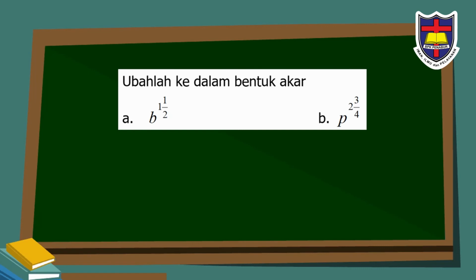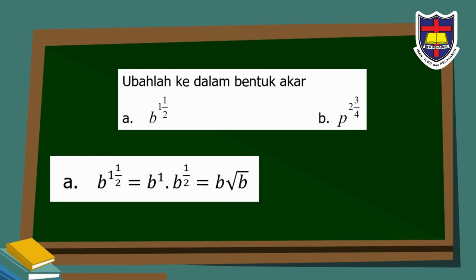For our next example, we must change the fractional exponent into its radical form. So we have, from a, b to the power of 1/2, and b, p to the power of 2 and a quarter. Now for a, we can separate it. b to the power of 1/2 equals b to the power of 1 times b to the power of half. So b to the power of 1 equals b. Meanwhile, b to the power of half will be square root of b.